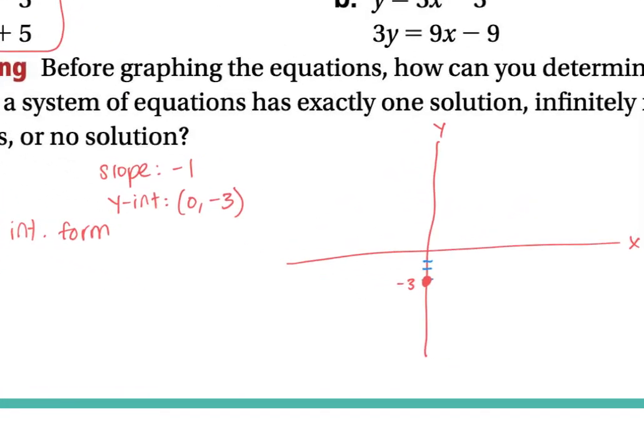So if we rise 1, plus 1, we're going to move to the left 1 unit. So our point is going to be here. And we're going to rise 1, move to the left 1, rise 1, move to the left 1. So our line is going to look something like this.